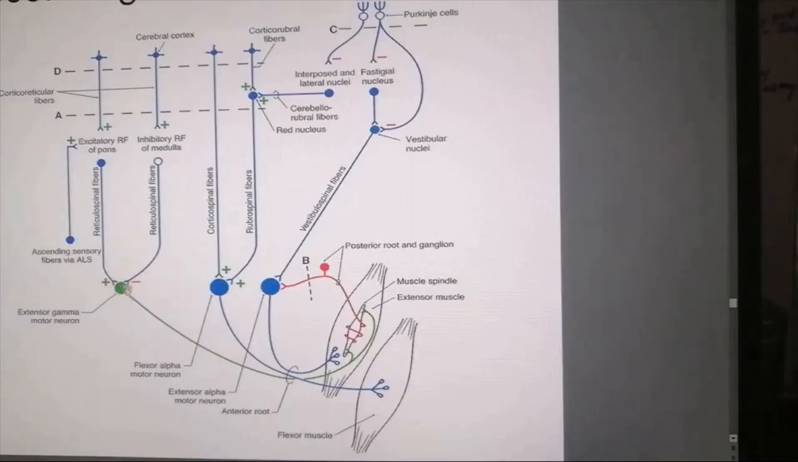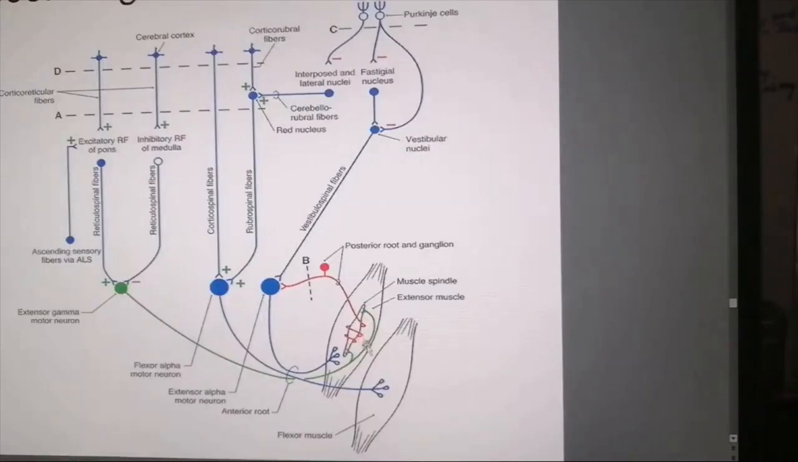This he has shown, as I mentioned, a gamma motor neuron. The gamma motor neuron comes here and goes into your extensor muscle and innervates the tapering end of the muscle spindle. The gamma efferent coming here, going into the muscle, minding its business, going to the muscle spindle, tapering end, and that's that. And you know what gamma efferents do.